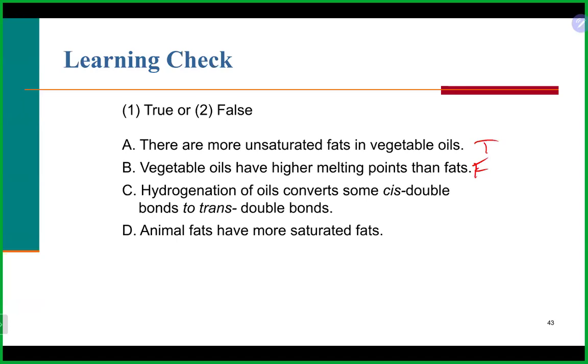Hydrogenation of oils converts some cis double bonds to trans. That is true. And animal fats have more saturated fats. Again, that's what allows those chains to sit nicely because there's no double bonds and what gives them that more solid sort of feature.